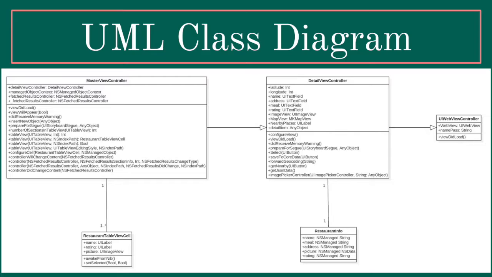This connects to the Detail View controller, which contains the Core Data Restaurant Info object. The user can add as many cells as they would like, so the Master View controller to Restaurant Table View cell has a 1 to infinite multiplicity. The Detail View controller only displays one restaurant info object at a time, so this has a 1 to 1 multiplicity. The Detail View controller initiates the UI WebView controller, which contains the Google search of the restaurant's name.